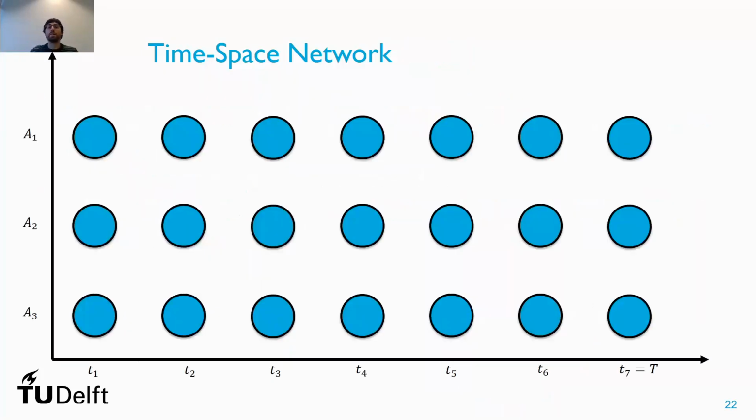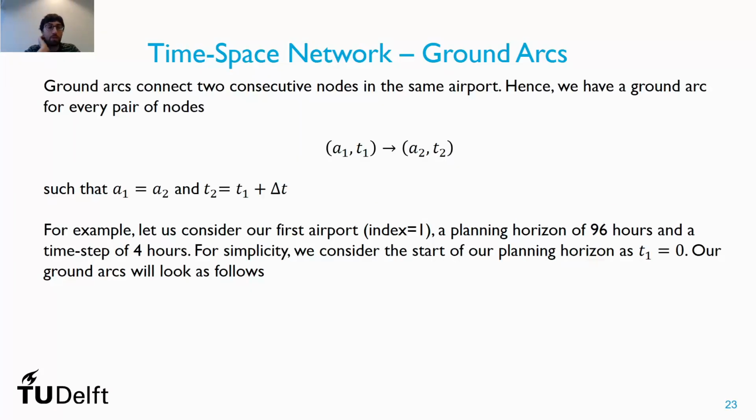So in principle, a time-space network in terms of nodes looks like this. In this case, we have 3 airports and we have 7 timestamps ranging from T1 to T7, which is our big T. And as such, this time-space network entails 21 nodes. But now we need to connect the nodes, right? So far, we just put nodes in a 2D Cartesian coordinate space, but we have no connections whatsoever between nodes. How do we connect nodes?